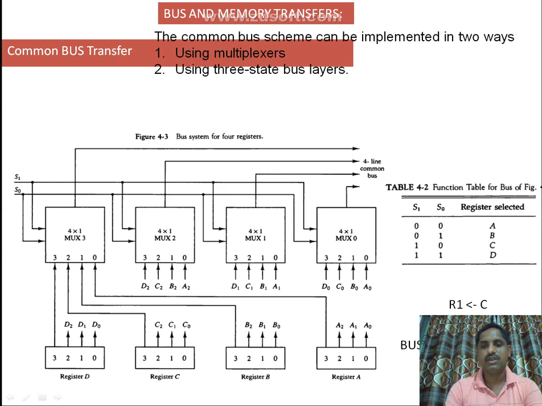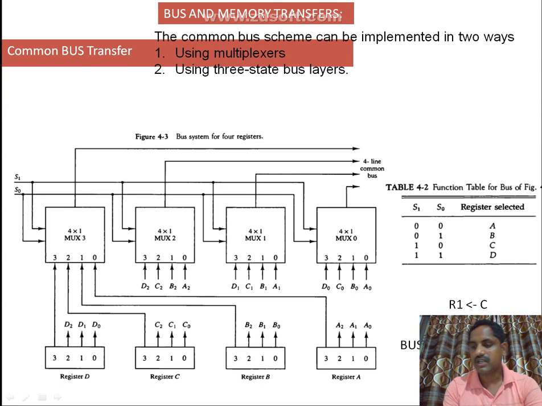For example, when S1 S0 is 0 0, the data inputs 0 of all four multiplexers are selected. This causes the bus lines to receive the content of register A. Likewise for S1 S0 equal to 0 1, 1 0, and 1 1, the registers B, C, D are selected.